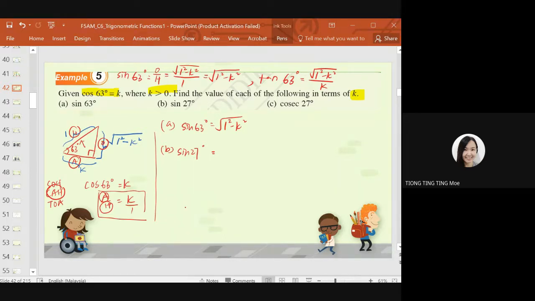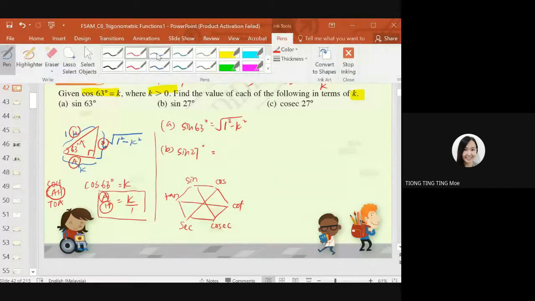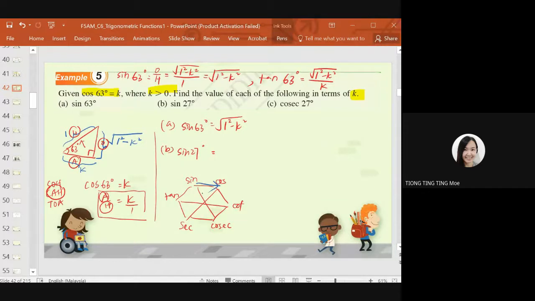63, 27. No, you cannot do 63 minus 27. You have to use the complementary. Draw the hexagon. Tangent equals sin over cos, then tangent, cosecant, and the secant. Sin, its complementary, sin is cos. Cos 90 minus 27. So it's cos 63 degree. So it's k.